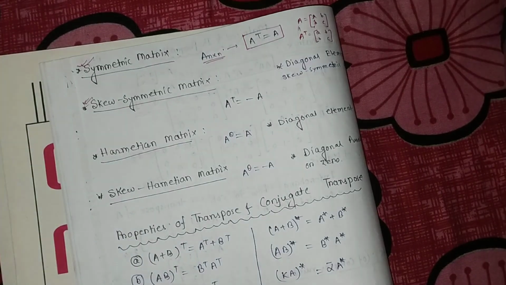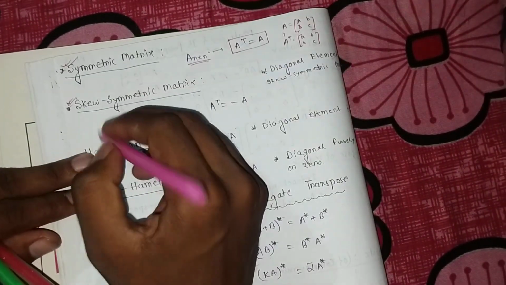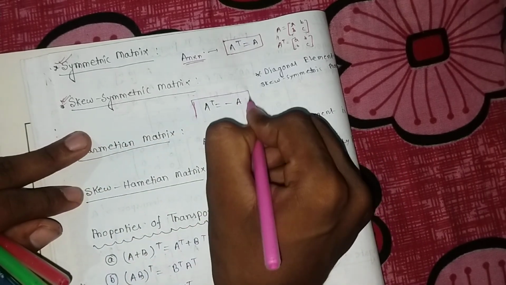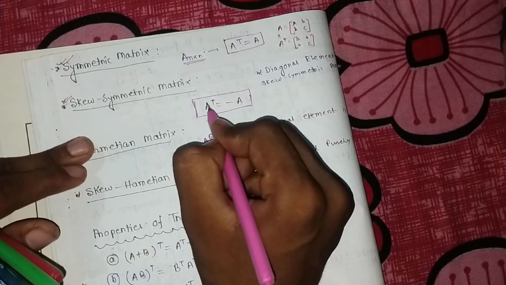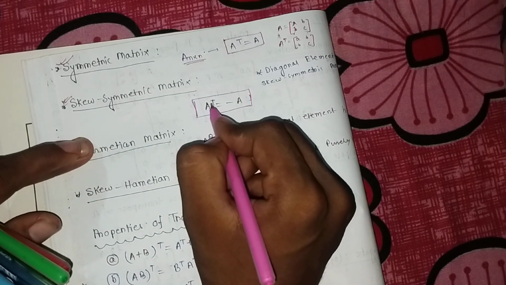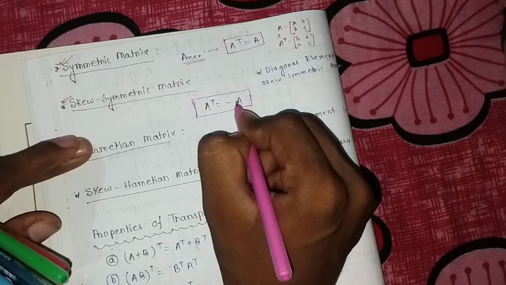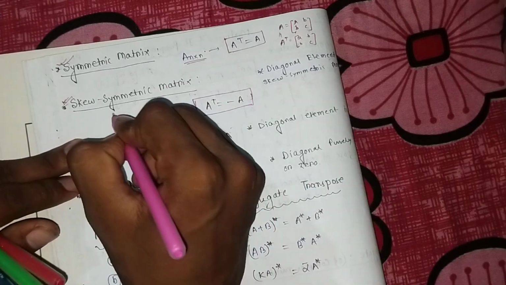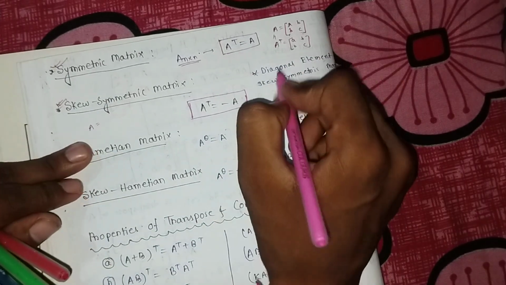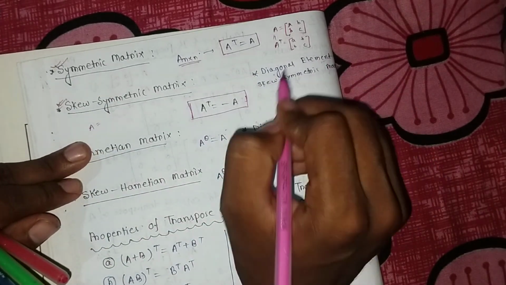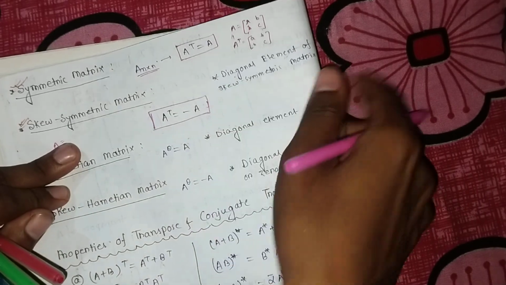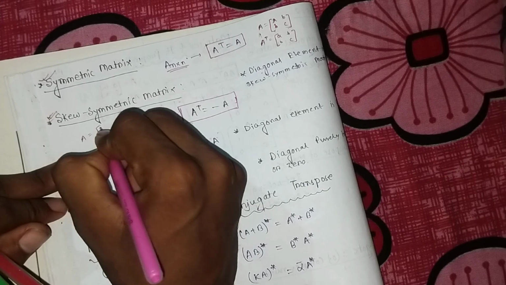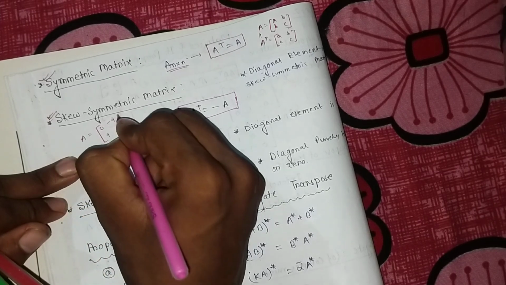Now, skew symmetric matrix. What is a skew symmetric matrix? If for any matrix A transpose is equal to minus A, means if we do the transpose of the matrix, then a minus is coming in front of this matrix. Also there is a point, the diagonal element of a skew symmetric matrix is always 0. Example, [0, minus 4; 4, 0].